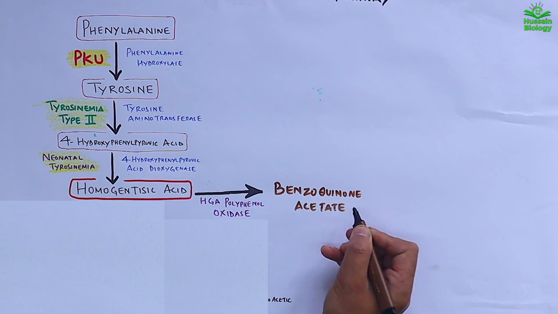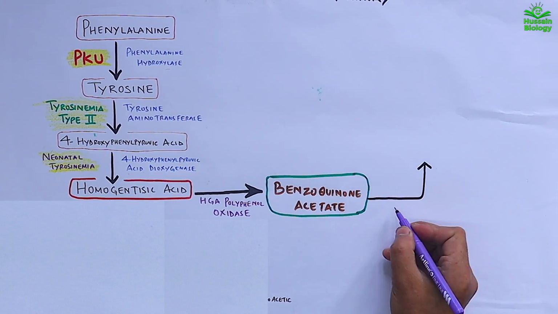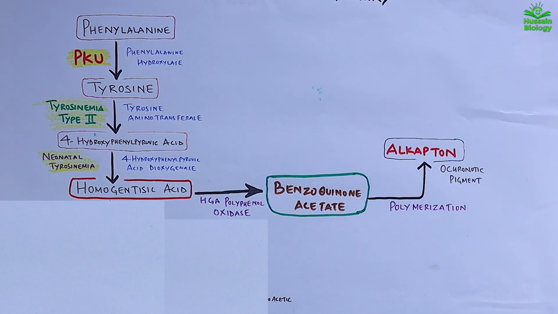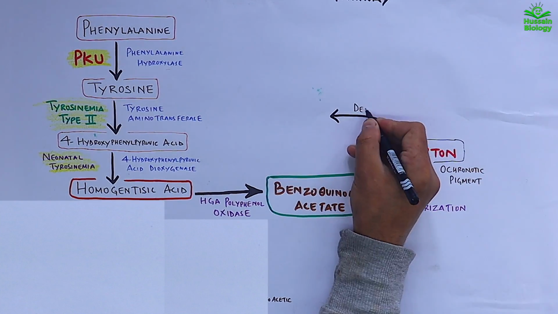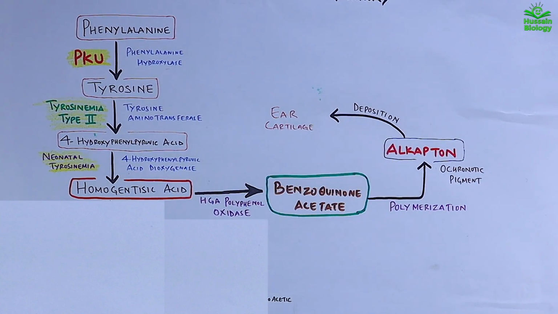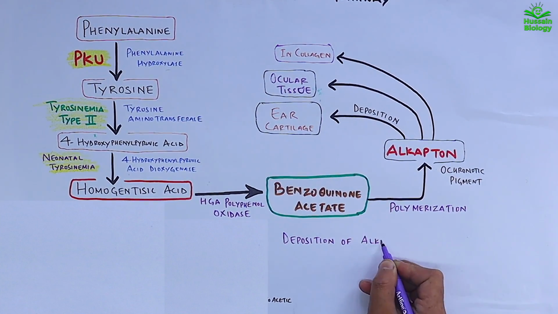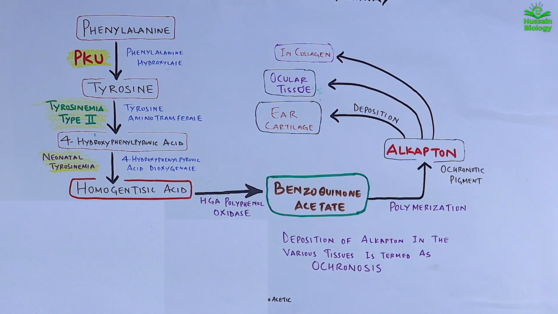Now from here, the polymerization starts. We see the benzoquinone acetate is polymerized into alkapton, which is an ochronotic pigment. We see this alkapton is a dark pigment from which the alkaptonuria gets its name. The alkapton is deposited into ear cartilage, ocular tissues and in collagen. The deposition of this alkapton in the various tissues is termed as ochronosis.